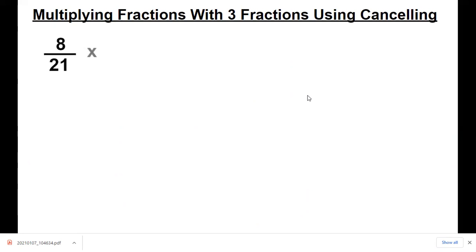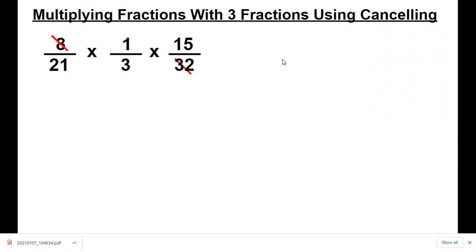Okay, 8 21sts times 1/3, times another one, 15 over 32. Now, if I were not using the canceling method for this, I would get some really big fraction that has to be reduced. I'd have to multiply 8 times 1 times 15 on top, 21 times 3 times 32 on the bottom. That's a lot of work. Luckily, I know how to cancel. So I can notice that 8 and 32 will cancel nicely. 15 and 3 will also cancel nicely. So let's see how that works.